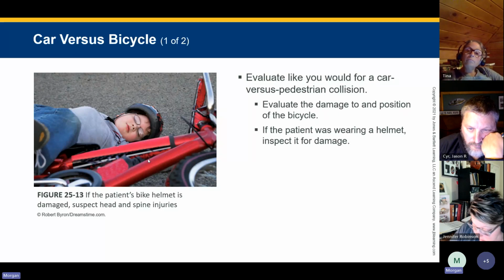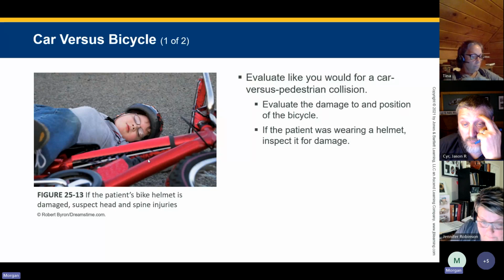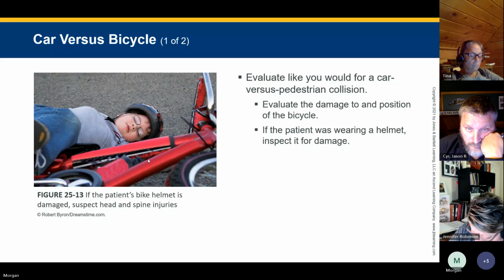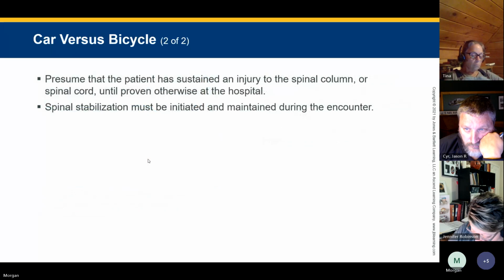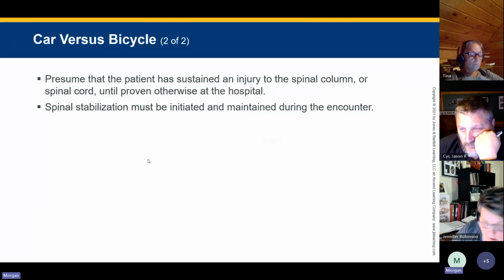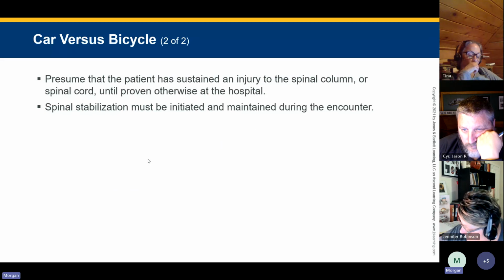Usually if we go for an ATV or motorcycle, whatever, if there's a helmet involved, we bring it with us, because it can show a lot of what was going on. Presume that the patient has a spinal cord injury. So for states that do backboarding, they're going to have to be backboarded, or if they don't, they're going to have to have motion restriction put on, because of getting bounced around, especially the head.